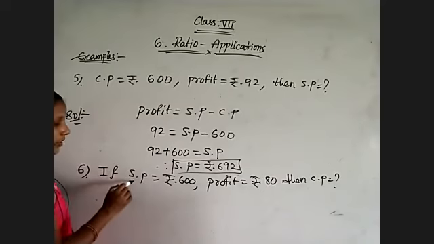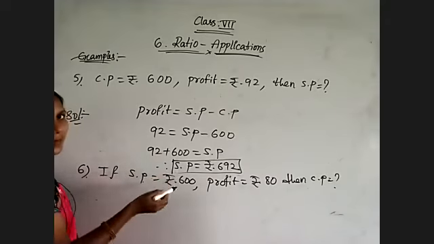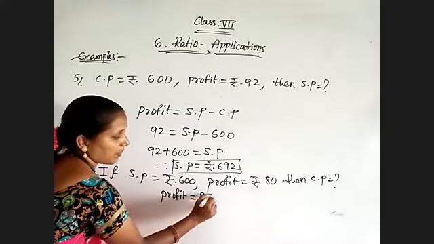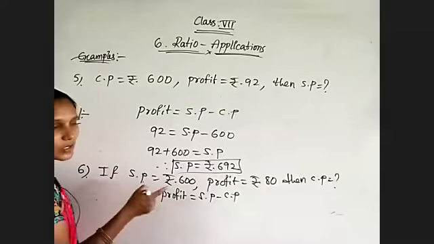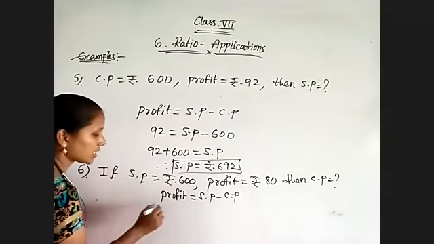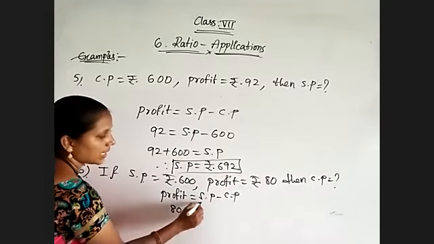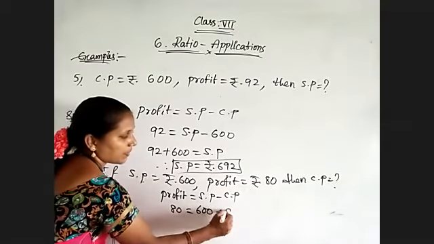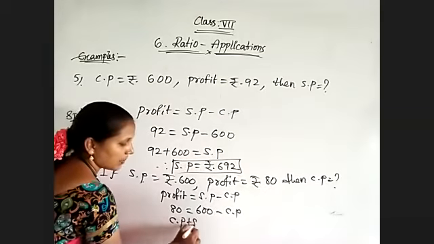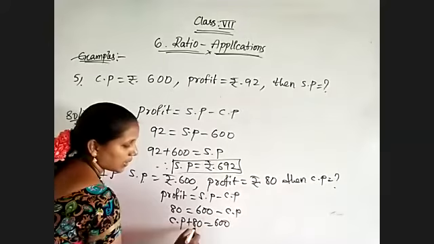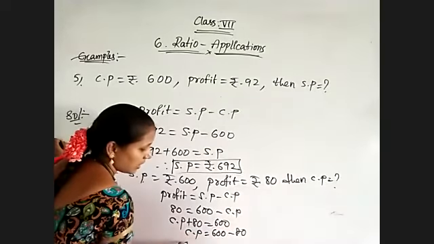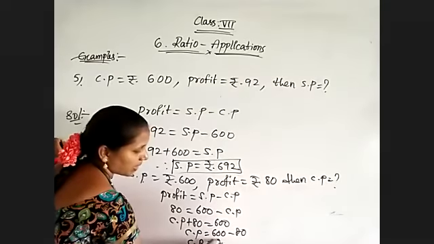As I told you, when you are getting these three words, SP, profit, CP, use the formula for profit: profit is equal to SP minus CP. Substitute the given values here. CP we don't know; the remaining profit and SP values we know. Profit is 80 rupees, SP is 600 rupees, and CP we need to find. So minus CP is there, bring it over, plus CP: CP plus 80 is equal to 600. Bring plus 80 to that side, then CP will become 600 minus 80, that is nothing but 520 rupees. That is the CP.